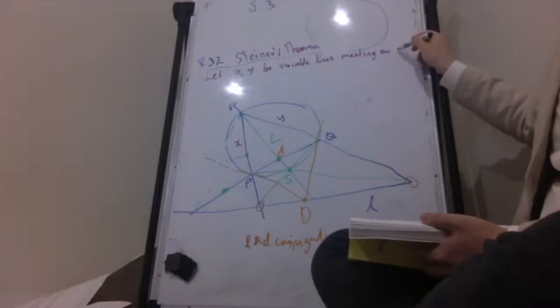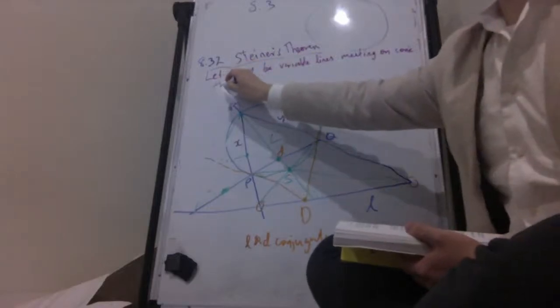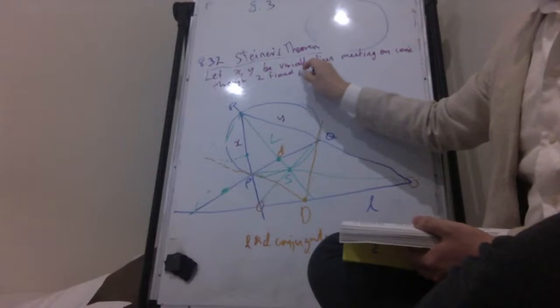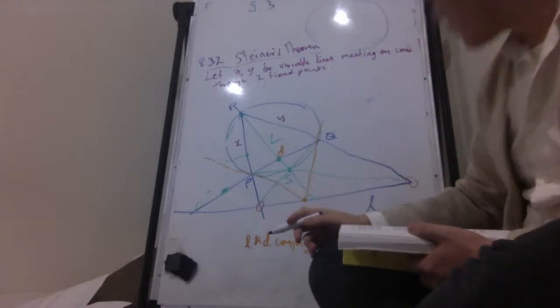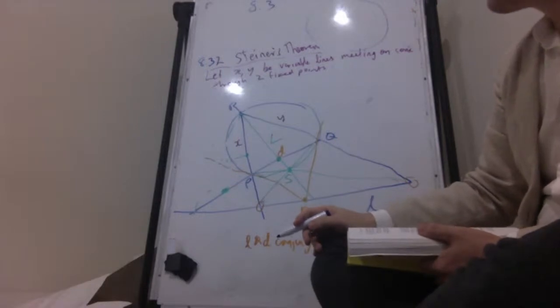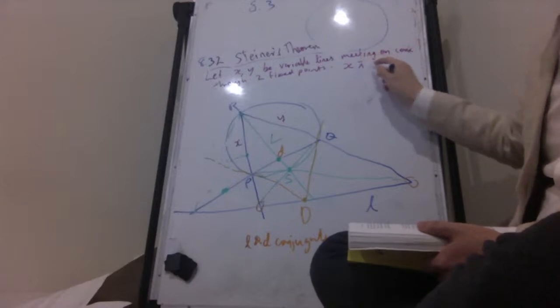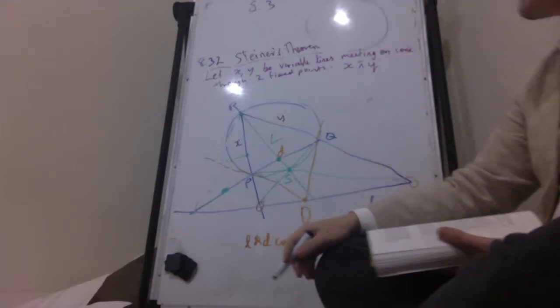So at R, and then they pass through two fixed points, P and Q. And it's a very simple conclusion. These lines are perspective to each other. There's a perspectivity that relates them.